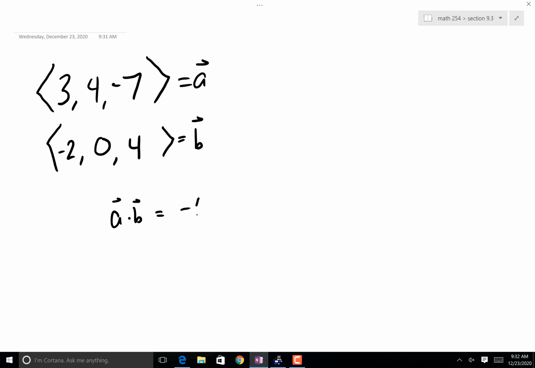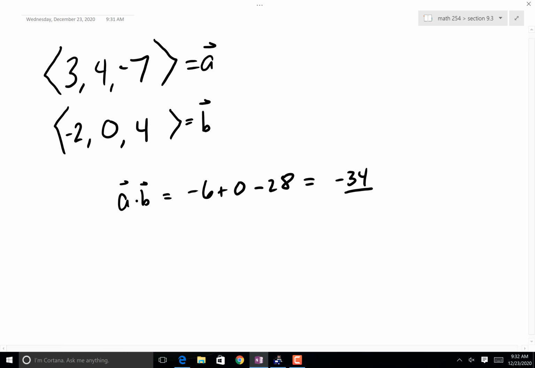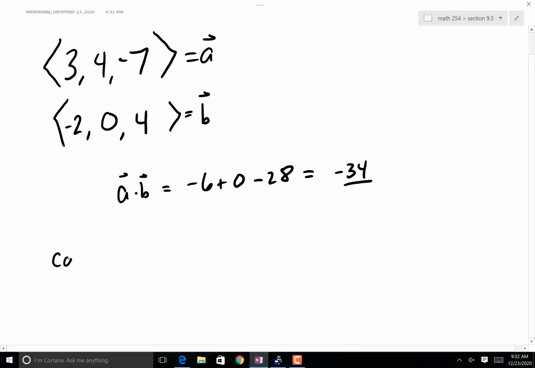It's going to be -6 plus zero minus 28, which is equal to -34. Bam, done. Piece of cake. Literally, that's it. Now, what I'd use that for most likely is to find the angle between these two vectors.